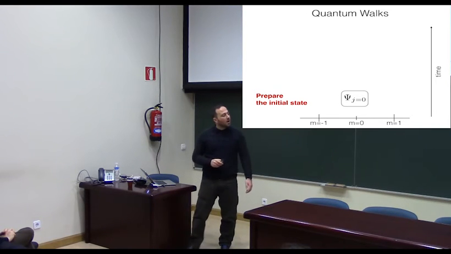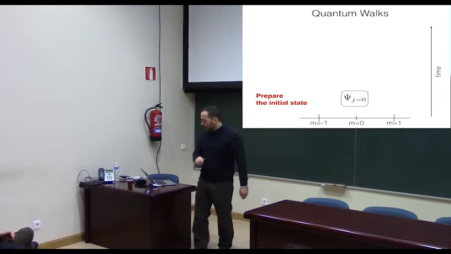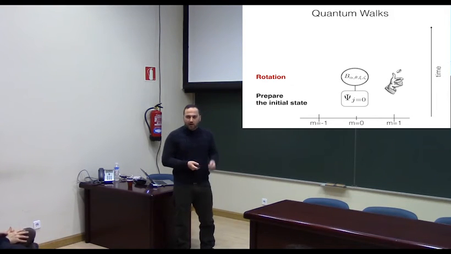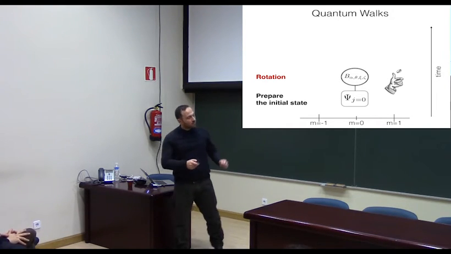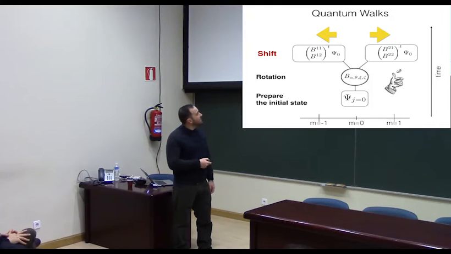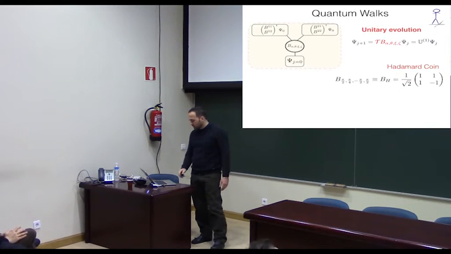So let me just summarize. We prepare our initial state around m equals zero, a localized initial state in this case. We apply our rotation, our quantum coin, that is again the analogue of just flipping the coin before moving. And then we shift. So you can see that the projection of the state on one state of the coin state basis is moved towards the left and the other towards the right. So this is the standard, the modern definition of a quantum walk.